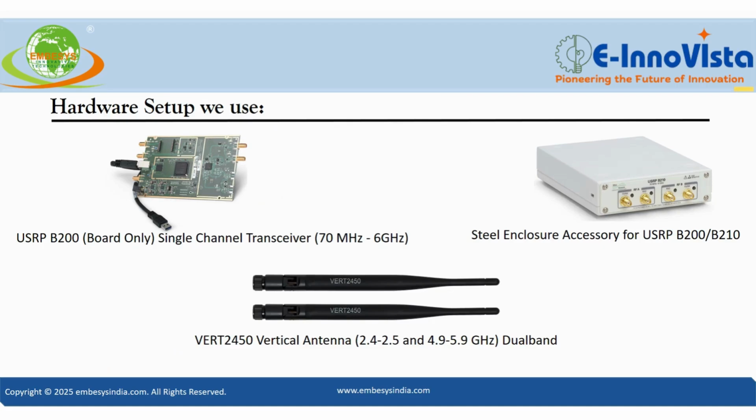So, what hardware setup did we use for these applications? First, the USRP B200. It's an entry-level software-defined radio device which has a single transceiver, one transmit or receiver channel and another receiver channel, with a frequency range of 70 megahertz to 6 gigahertz. It comes with a steel enclosure, and then the vertical antenna VERT2450, which is dual band, covering 2.4 to 2.5 gigahertz and 4.9 to 5.9 gigahertz.